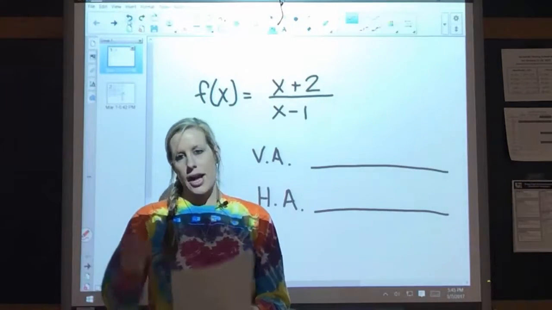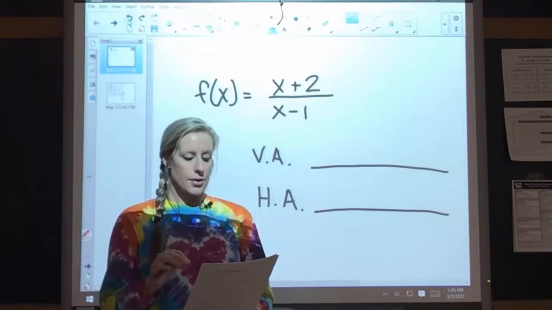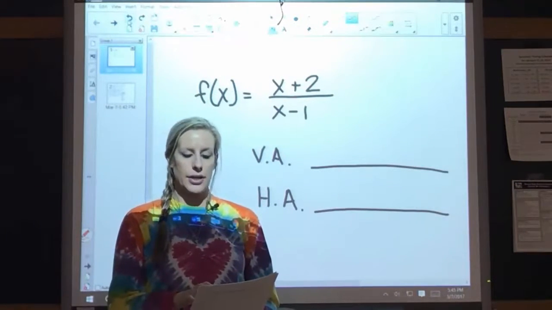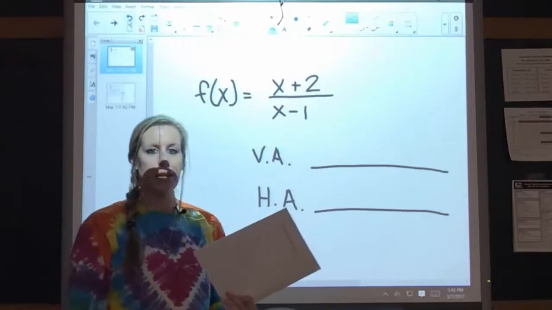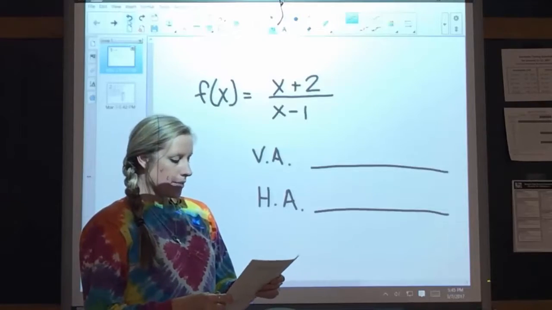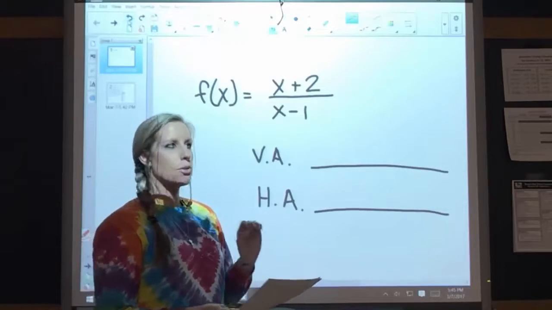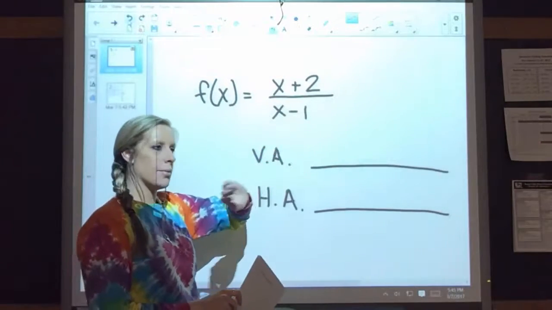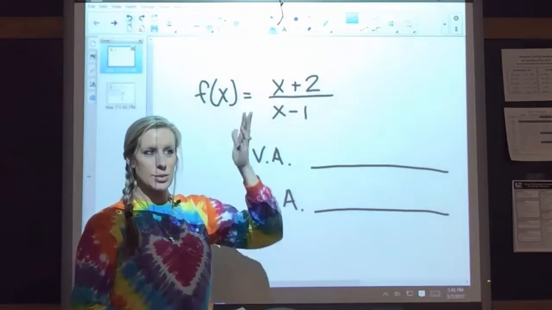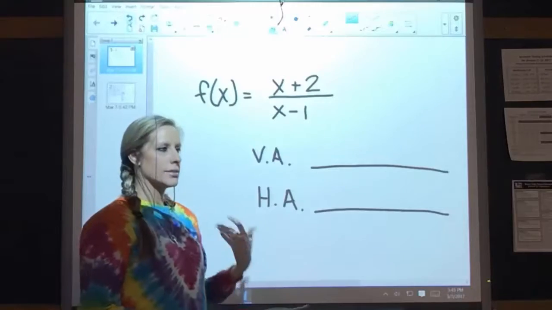Okay, today we're going to graph rational functions. First thing we want to start out doing is finding your vertical and horizontal asymptotes that we talked about the last couple of days. So the vertical asymptote, you want to find where the denominator will equal 0, because you can't divide by 0. That's why there's an asymptote there, because it's not possible.